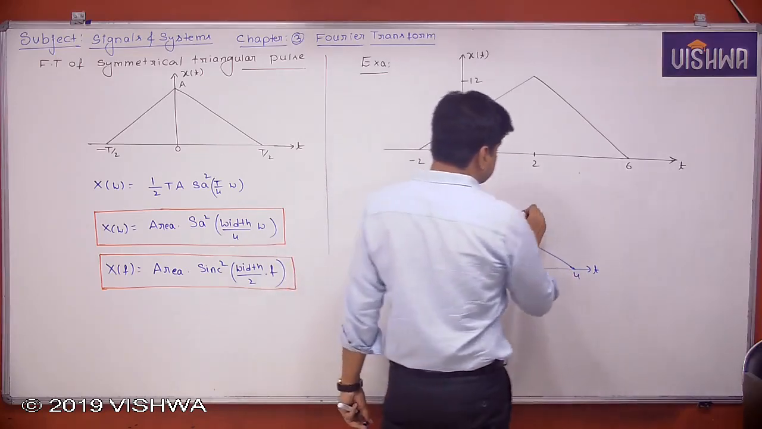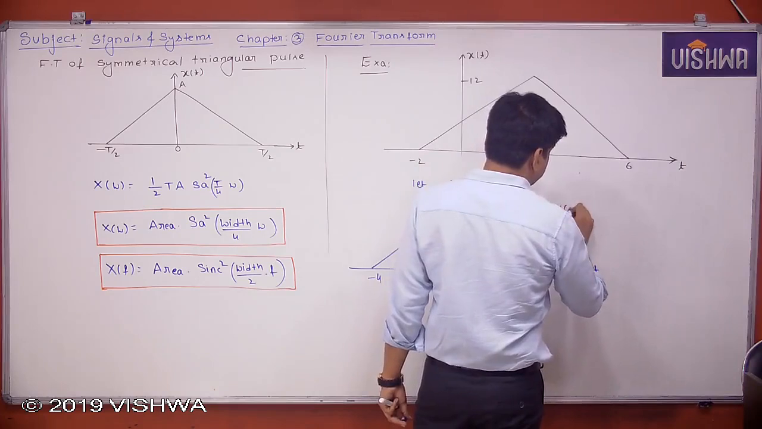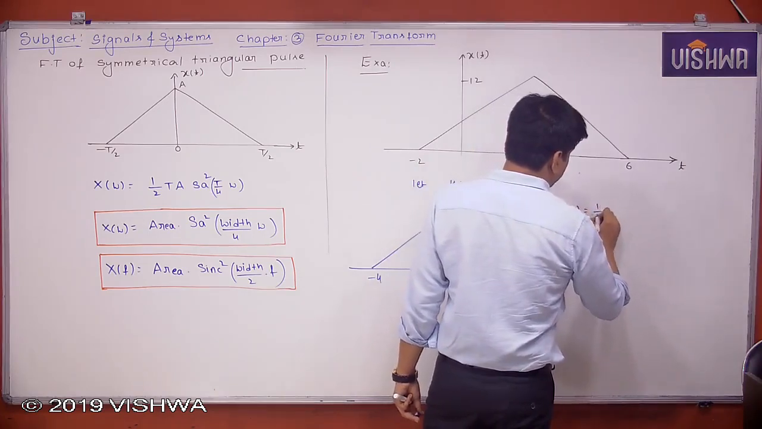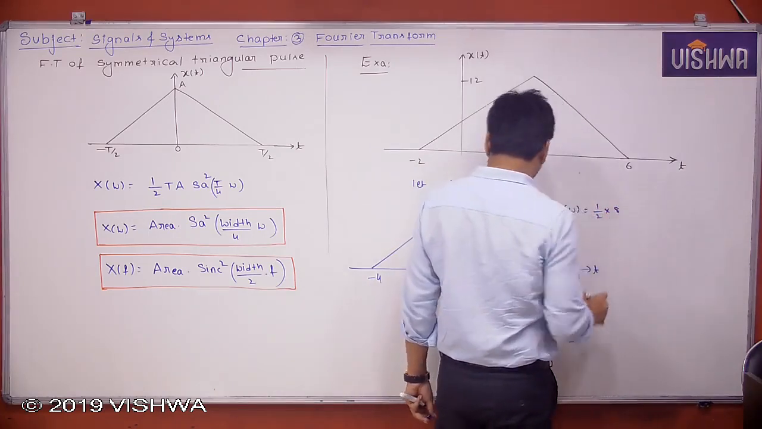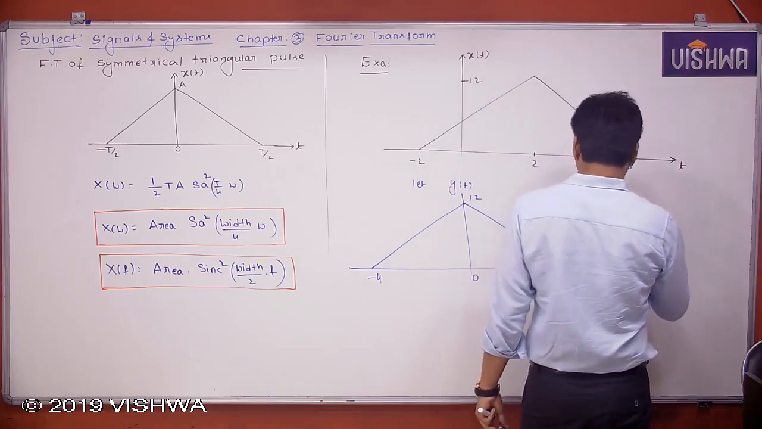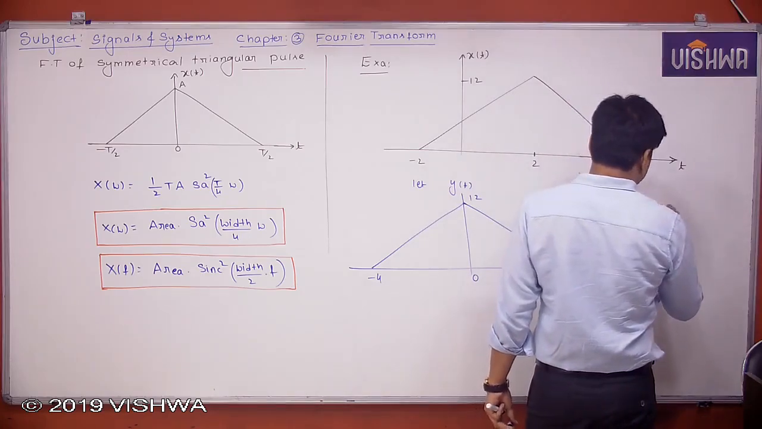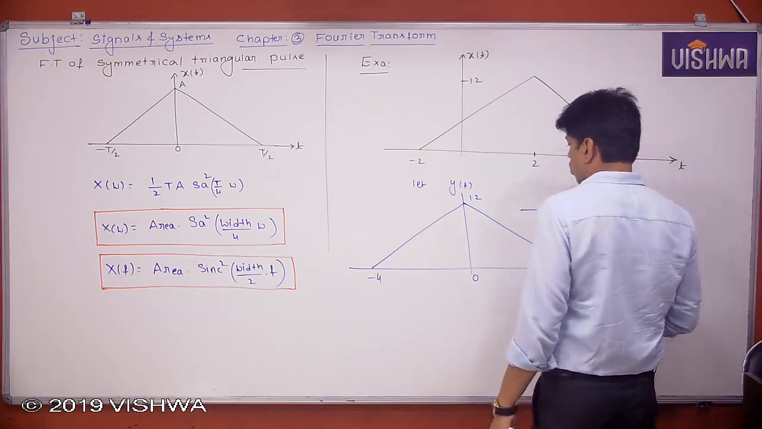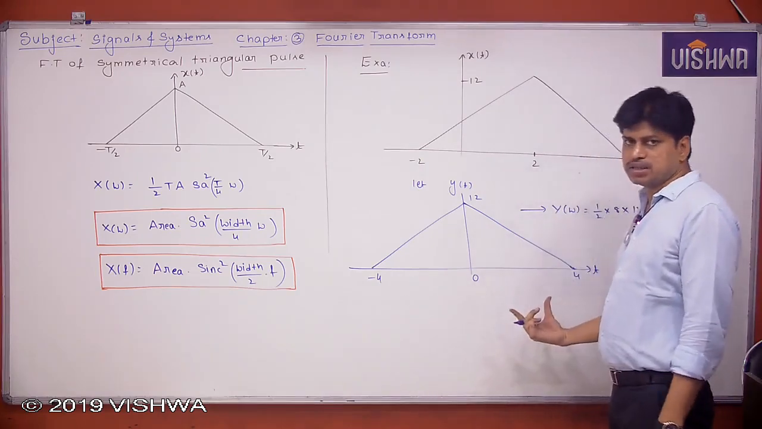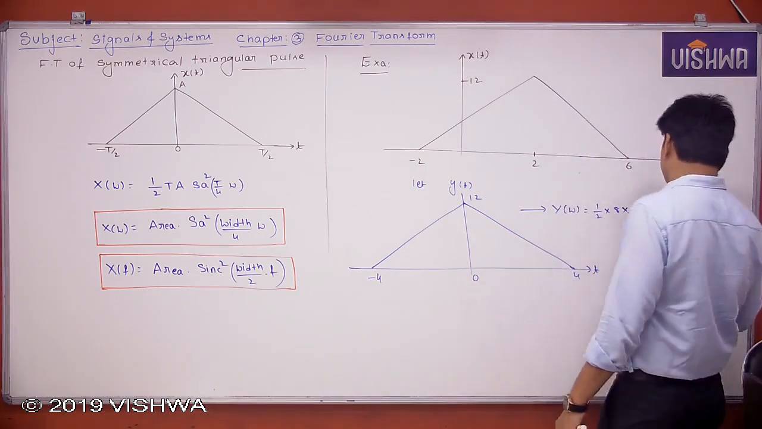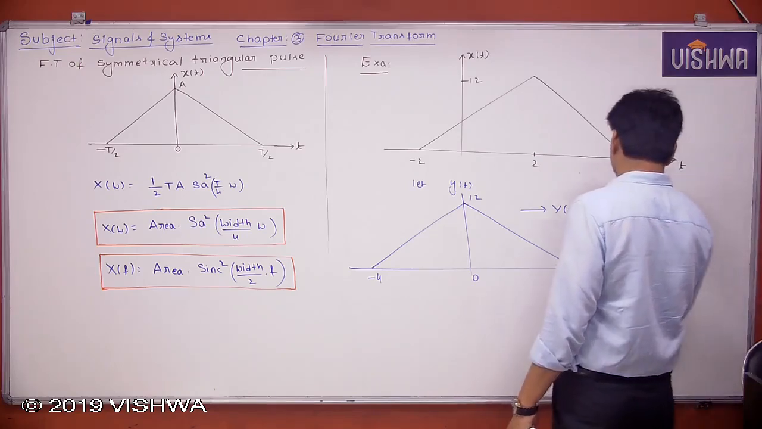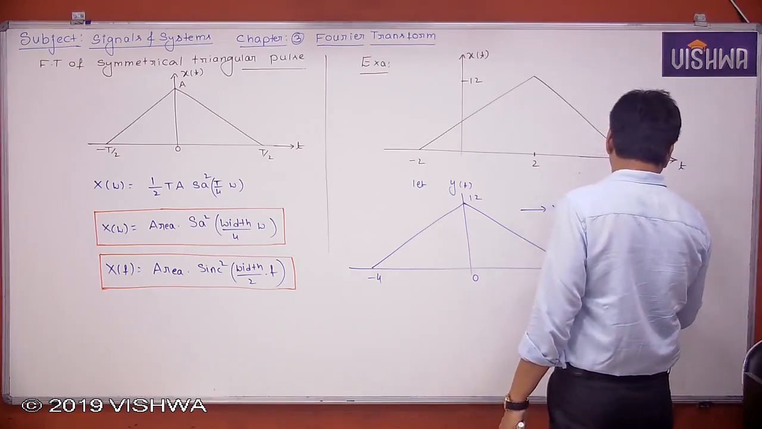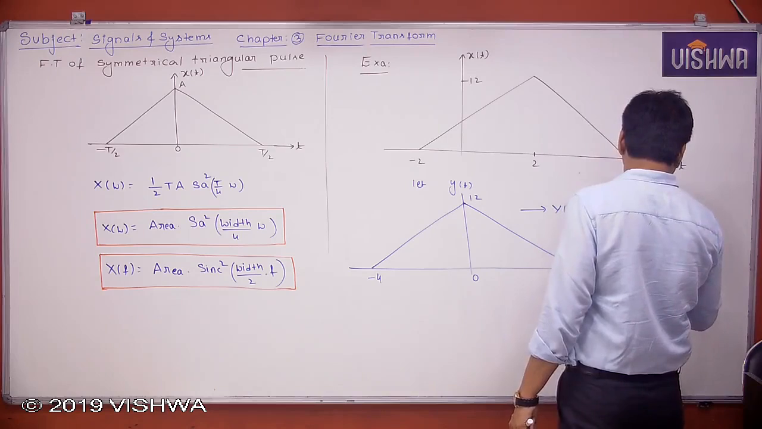So for this, we can write Y of omega. What is Y of omega? Half base 8 into height 12, sampling square of width by 4. So what is the width here? 8 by 4, that is nothing but 2 omega. So finally, 48 sampling square 2 omega.